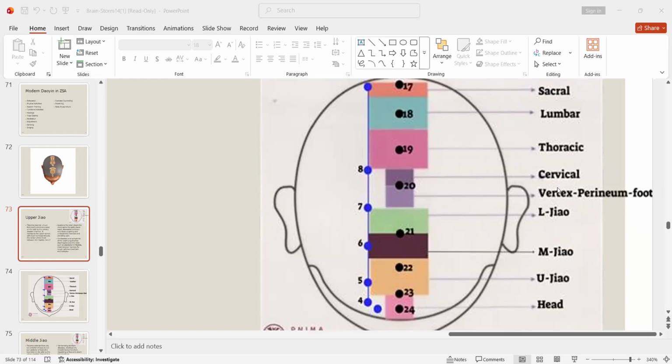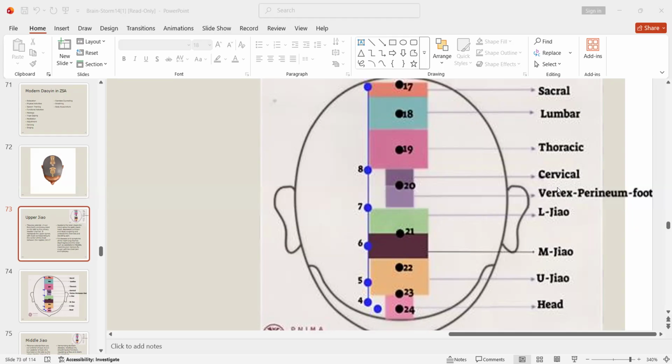Then this area is used for upper body front side problems: asthma, bronchitis, heart palpitations, excess heart rate, then chest problems and shoulder problems.